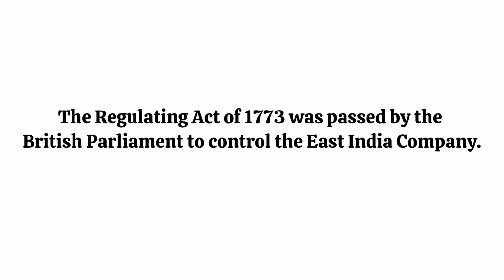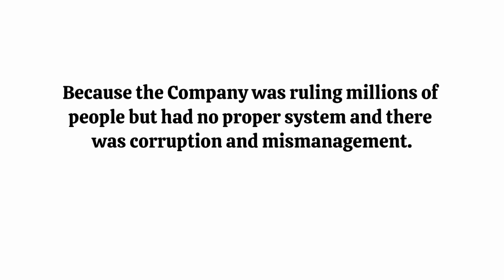The Regulating Act of 1773 was passed by the British Parliament to control the East India Company. Why was this act needed? Because the company was ruling millions of people but had no proper system, and there was corruption and mismanagement. Key features of Regulating Act 1773. First, it made the Governor of Bengal the Governor General of Bengal. Warren Hastings became the first Governor General. This is important for prelims.